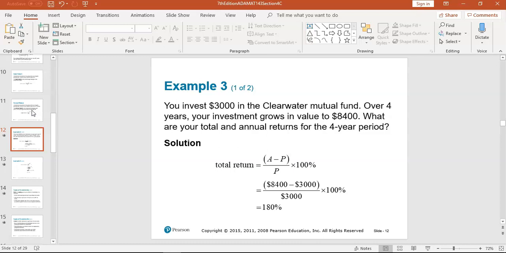All right, so your total yield, how much you've earned overall, is the amount that was in the account when you closed it, so $8,400. Subtract out your initial principal, and then divide by the initial principal. Hopefully this is a percent of increase, right? Not a percent of decrease. It's the same formula. Then change it to a percent, and you would have had a percent of increase, a total return of 180%. So that worked out very well.